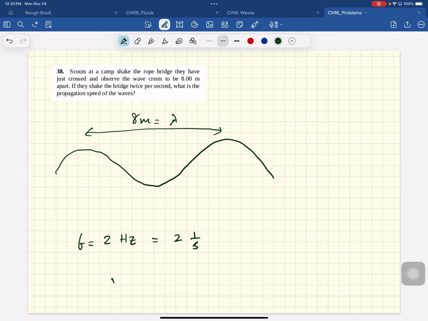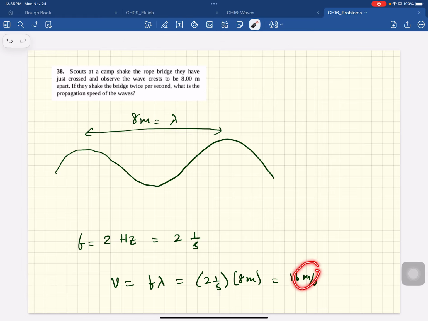But anyway, the speed of the wave is frequency times wavelength, and so it's 2 hertz times 8 meters, 16 meters per second. 10 meters per second is about 25 miles an hour, so this is about 40 miles an hour.